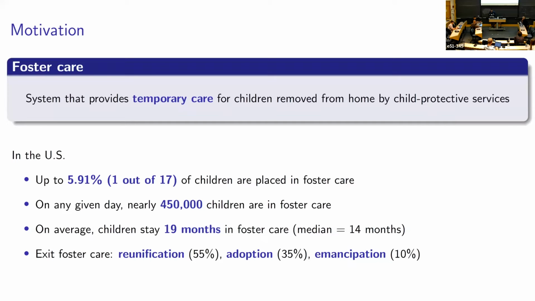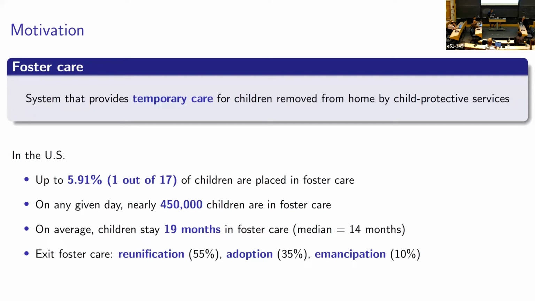And on average, this goes against what I thought of foster care before getting involved in this: it is actually a temporary system. On average, children stay for about a year and a half. They go through the system, stay there for a few months, and then most of them go back to their original parents. Around 55% of them are reunified with their families of origin.